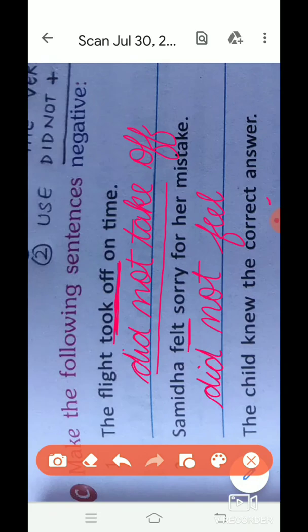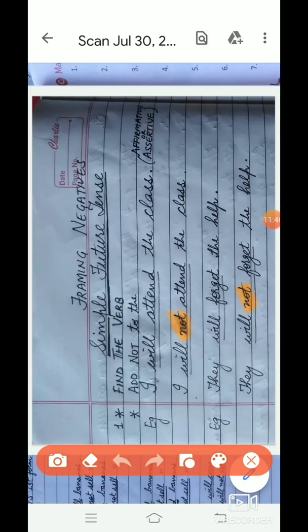The next tense for framing negative is simple future tense. The structure of simple future tense, children, if you remember, we use will, shall plus V1. So here there is no need to worry about the verb form because your verb is already in its first form. What you need to remember is the correct place for adding not in the sentence. So let's start. Step 1 is find the verb. Step 2 is add not to the verb. And what is the verb for simple future? Will or shall.